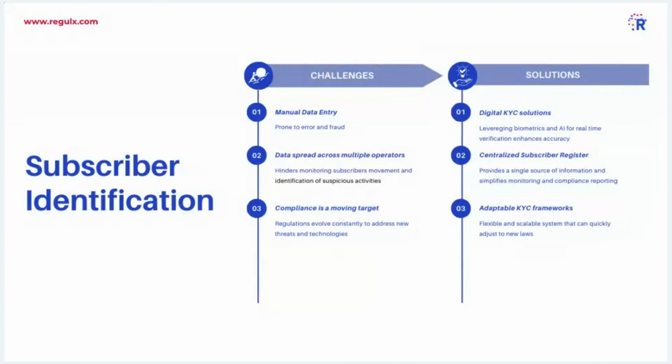The third challenge is the evolving regulations. Regulations evolve and change constantly, and they do that to address the new technologies and threat of fraud. So telecom operators and regulators should adopt KYC frameworks that are flexible and also scalable to a lot of data, flexible so they can adjust quickly to new laws and new technologies.